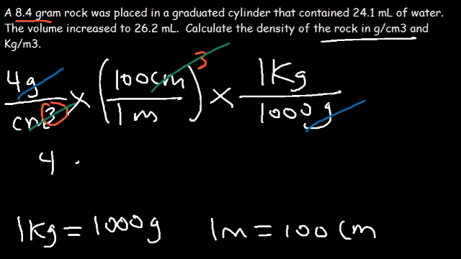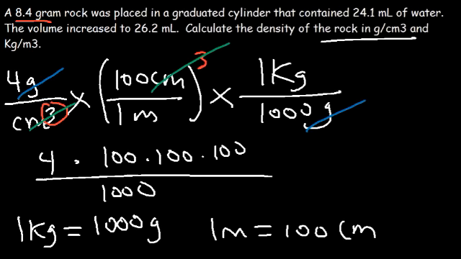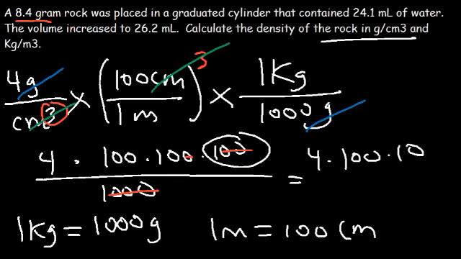So we have 4 times 100 cubed, which is 100 times 100 times 100, and then on the bottom we have 1,000. So we can cancel 3 zeros, and so what we now have is 4 times 100 times 10, and this is simply 1, which will not change the value of anything. So 4 times 100 is 400 times 10, that's 4,000. So the answer is 4,000 kilograms per cubic meter.